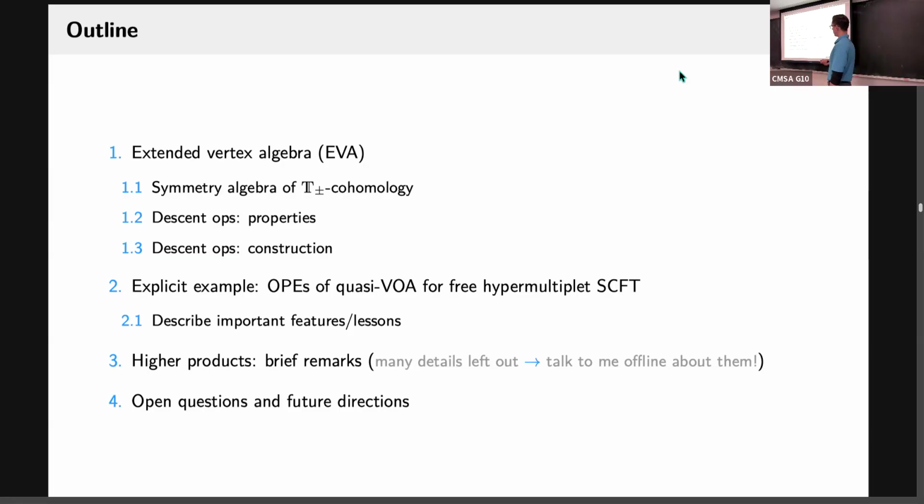this whole higher product story. But our understanding of what's going on with these is in flux at the moment, and so many details are going to be left out. But again, I would implore you to come talk to me offline about them if anything I say sounds interesting. And then I'll conclude with some questions and future directions. Let me pause real quick. Any more questions, perhaps? If not, I'll march on.